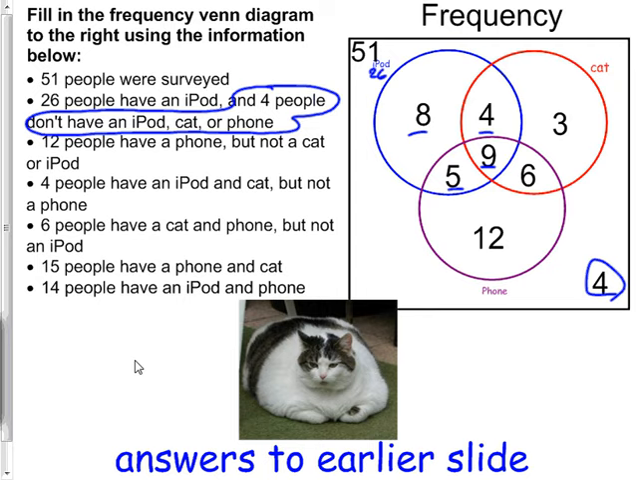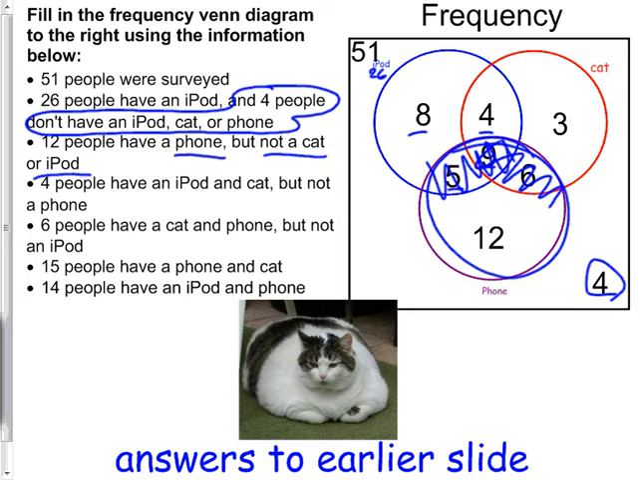12 have a phone but not a cat, and this is where we start getting in trouble. Okay, this is important. 12 have a phone but not a cat or iPod. They have phone, that's in here, but not cat, not iPod. See what I just did there? If you scribble it all out, then you can figure out where to put it. So that 12 goes in there. How many had the 12 in the right spot? Okay, that's almost everybody. Good. Next one.